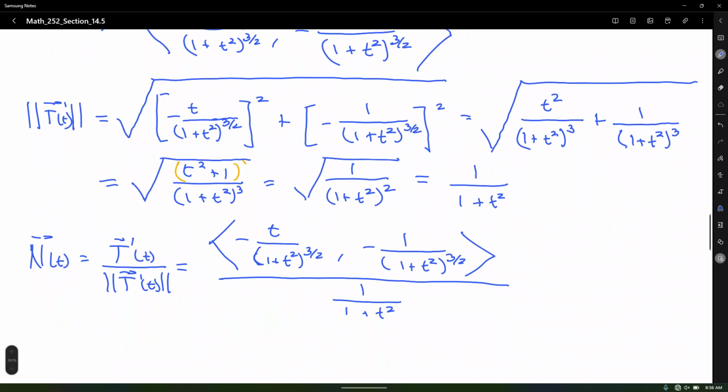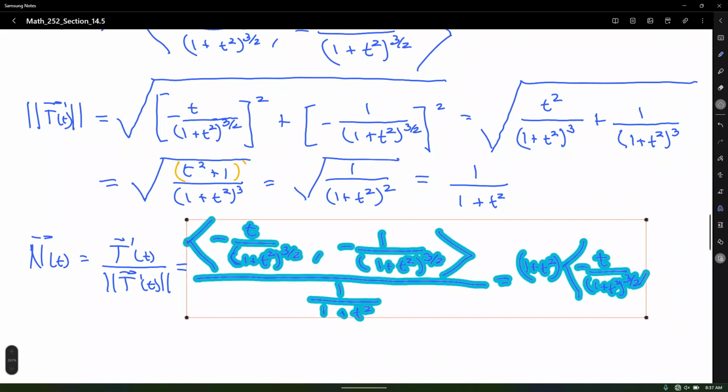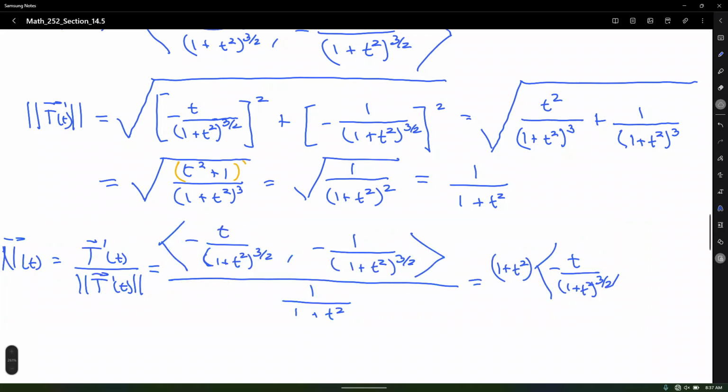Okay, yes, we need to simplify this to lowest terms, of course, alright? So let's have a look at this. Well, so, instead of dividing, I'm going to multiply by the reciprocal. That is like the KFC rule, if you will. So I'm going to go like 1 plus t squared times the components of this vector, that is t over 1 plus t squared to the 3 halves, comma, negative 1 over 1 plus t squared to the 3 halves.